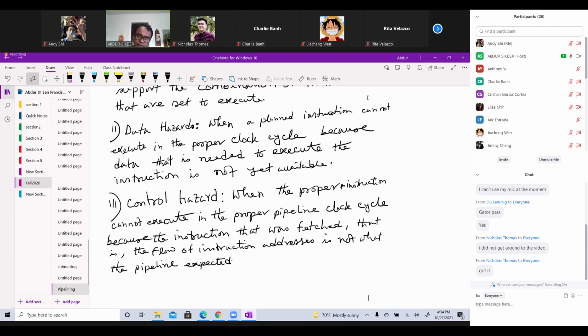So there are 3 hazards, very important for your final exam. You need to understand them and you need to learn an example of each as well.